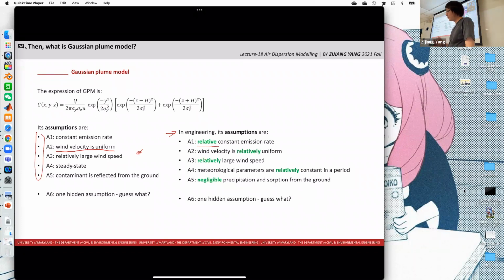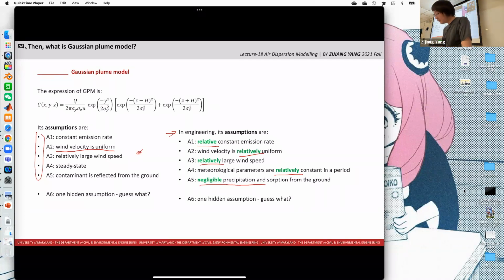So we have a relatively constant emission rate. If the change is relatively small, then it is good. And relatively uniform wind velocity and relatively large wind speeds, and the meteorological parameters are also relatively constant in a specific period of time. And then we have negligible precipitation and absorption from the ground.